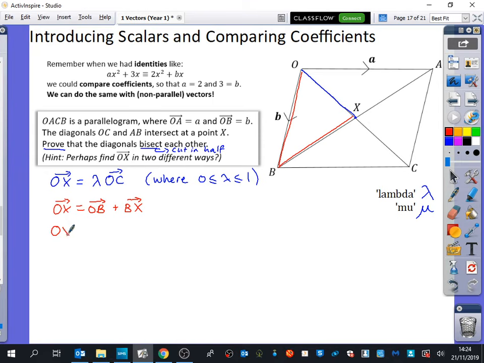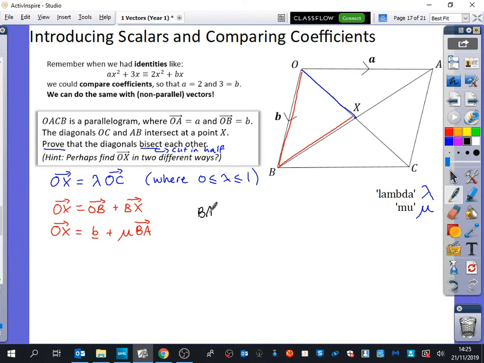So OX is going to be OB, which is B, plus, I don't know how far along this bit I'm going, some fraction of BA. I'm not going to go all the way along BA. I'm only going to go some way along. We know it's going to be a half. But again, we can't actually say that it's a half.